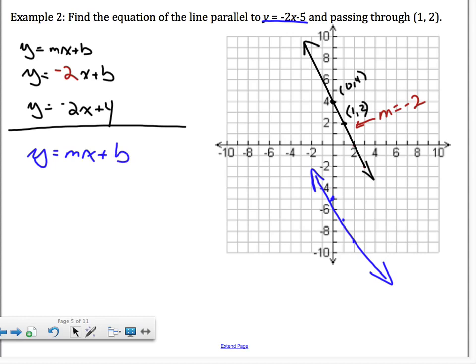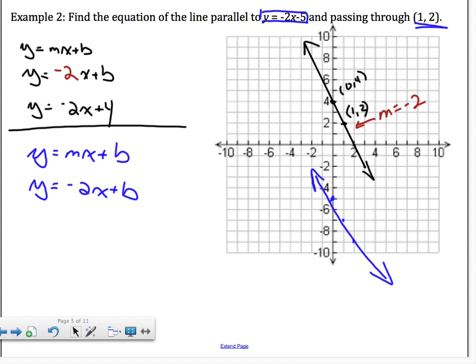So now that we determined, well, what's the slope of this line going to be? It's going to be -2. So y is equal to -2x plus b. So we got that information from this equation of another line that's parallel to it. Here, we're given another piece of information. It passes through 1, 2.